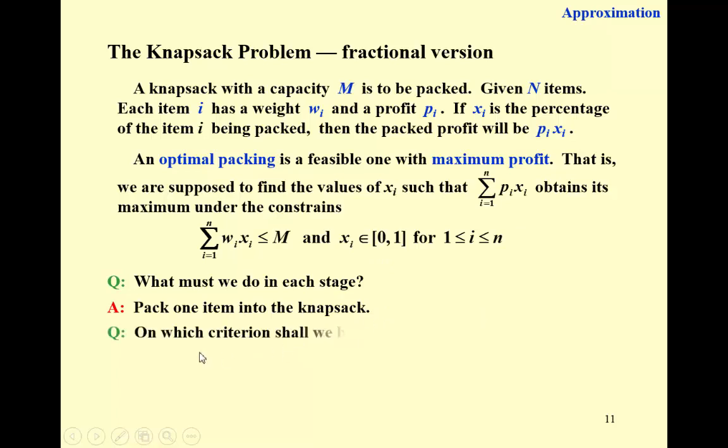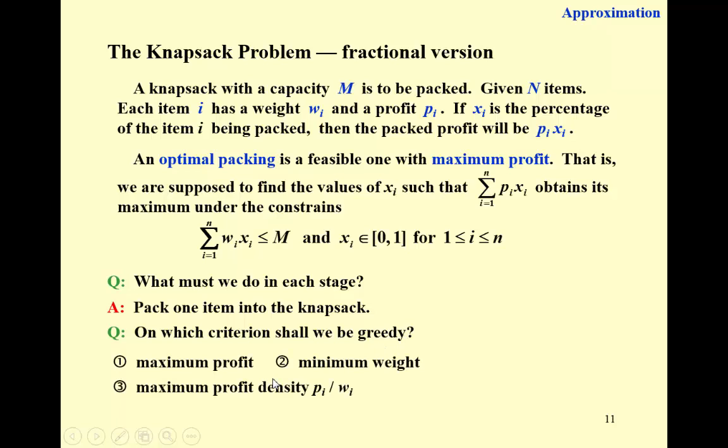And to be greedy, on which criterion shall we be greedy? Well, say we have three options. One is every time we pack the one with the maximum profit, or we pack the one with the minimum weight, or we pack the one with the maximum profit density. That's the profit for each unit of weight, right? Okay, so which one would you prefer? The third one, right, with the maximum profit density.